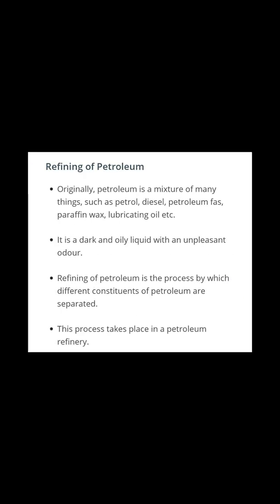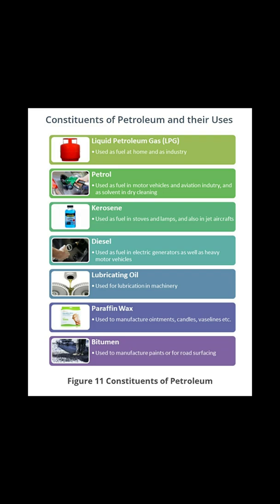Refining of petroleum. Originally, petroleum is a mixture of many substances such as petrol, diesel, petroleum gas, paraffin wax, lubricating oil, etc. It is a dark and oily liquid with an unpleasant odor. Refining of petroleum is the process by which different constituents of petroleum are separated. This process takes place in a petroleum refinery. These are the constituents of petroleum with their uses.